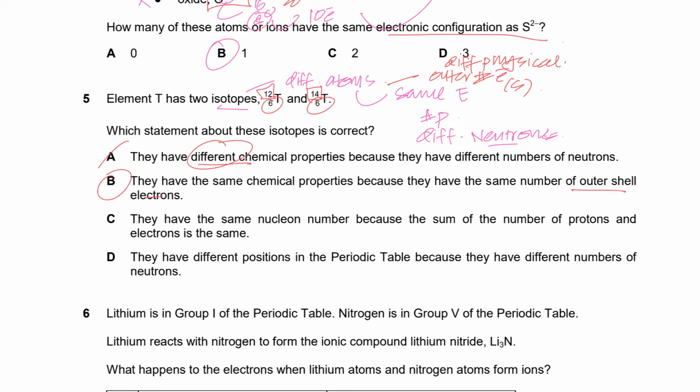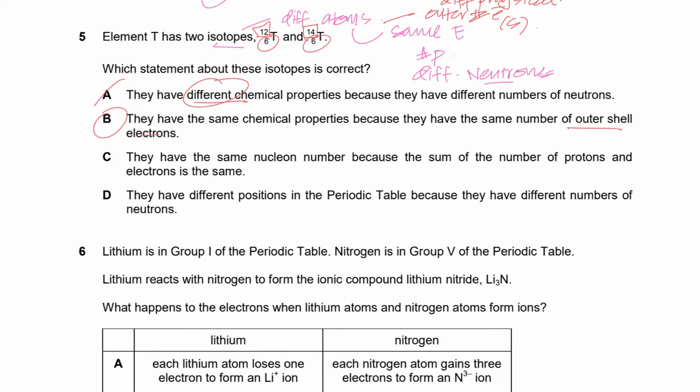6 protons. That means they must also have 6 electrons. They have the same nucleon number? No, the nucleon number is the total number of protons plus neutrons in the nucleus of an atom, and that's not the same. One has 12 and the other one has 14. Nucleon number is also known as mass number. They have different positions on the periodic table? No, they have the same positions because position is determined by the number of protons, and T, whatever T is, you could check in the periodic table the element with 6 protons, and that would be T. So it has the same position because the proton number is the same.